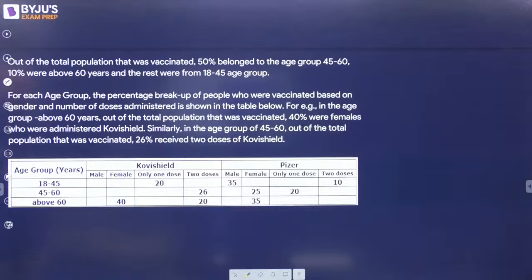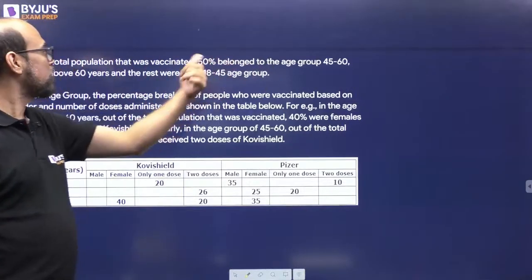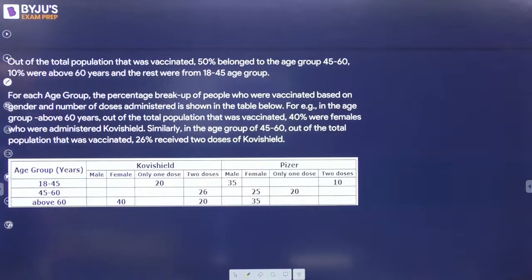10% were above 60 years and the rest were 18 to 45. So since this was obvious, है ना? Obvious इसलिए क्योंकि under 18 people were not vaccinated. So when we are talking about out of total people vaccinated, the age group is going to be 18-45, 45-60 and above 60 only. ठीक है?